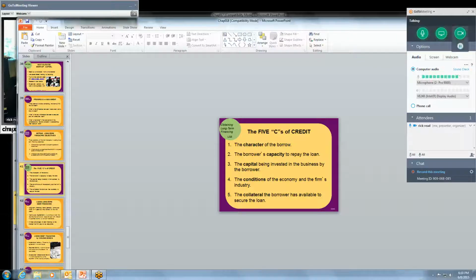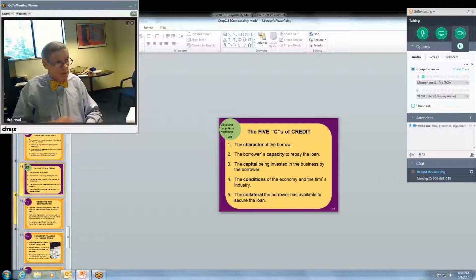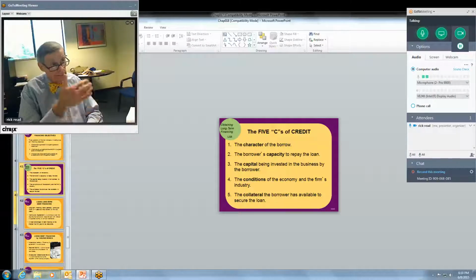These are the 5 C's of credit. The character of the person trying to borrow the money, his or her ability to repay it. I'm not going to stick with the C's. Is the capital going to be invested, borrowed, going to go back into the company? What is the economy today? Is it good for lending or not? And then what does the borrower have to put up to help secure the loan?